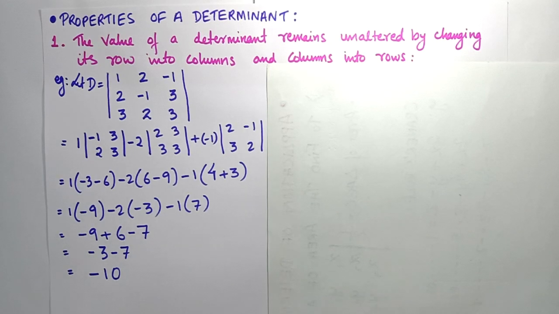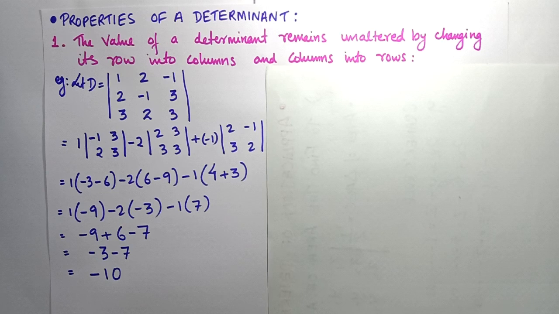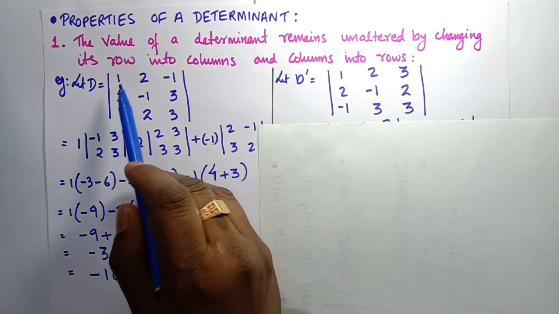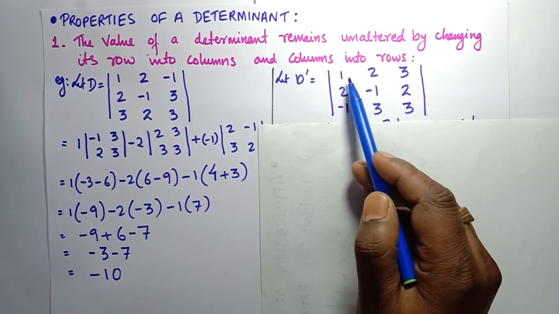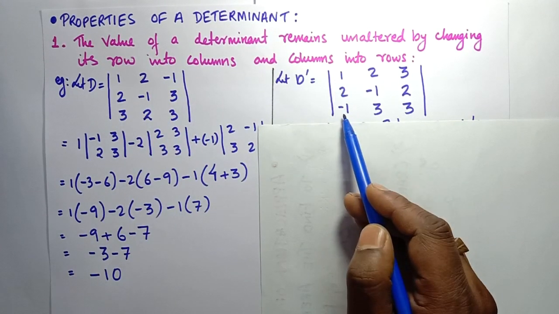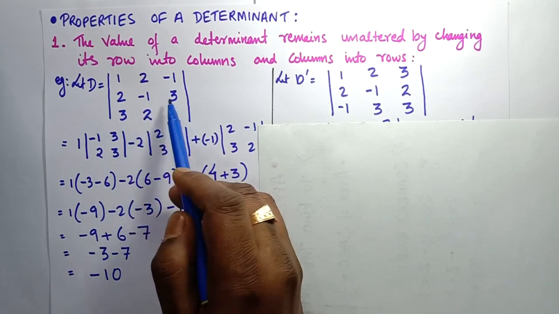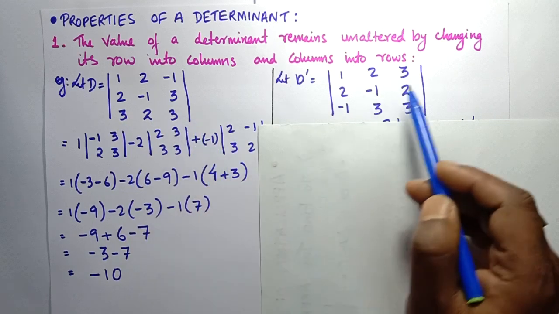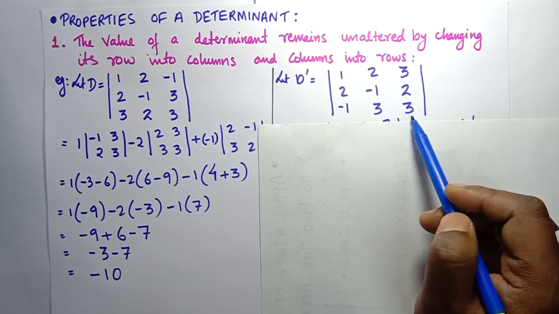So next, I'll change the rows into columns. Let's call it D dash. You can see 1, 2, minus 1 is there, so I'm changing 1, 2, minus 1 this way, and the row has been changed into a column. Here 2, minus 1, 3, and here 3, 2, 3. I have changed these into columns.